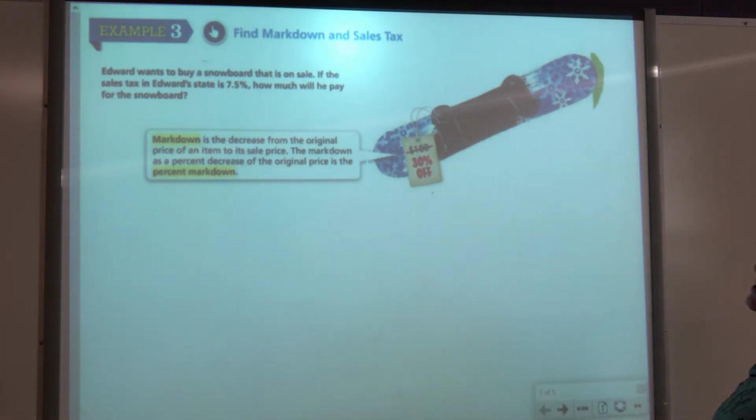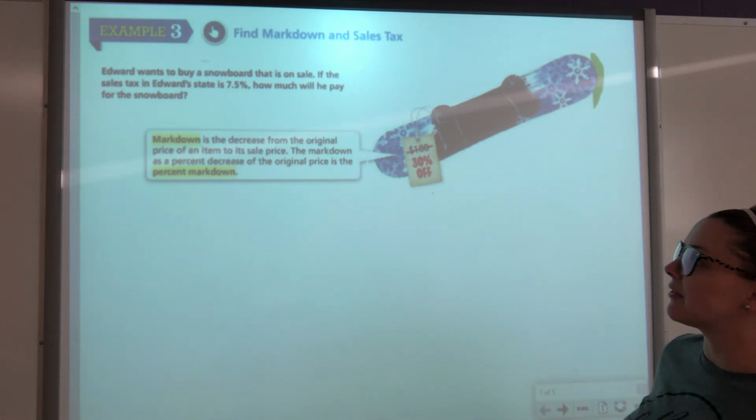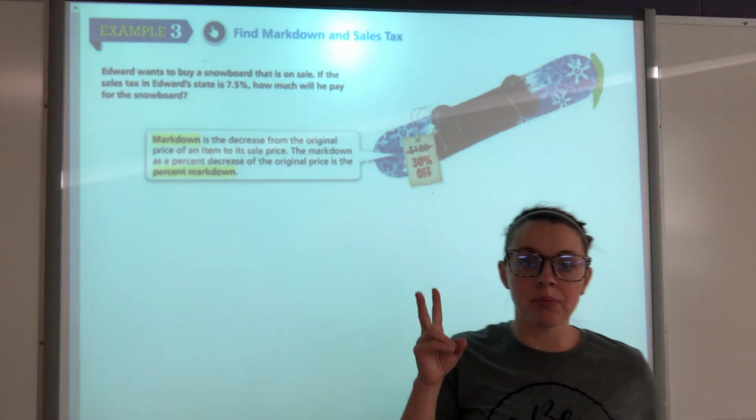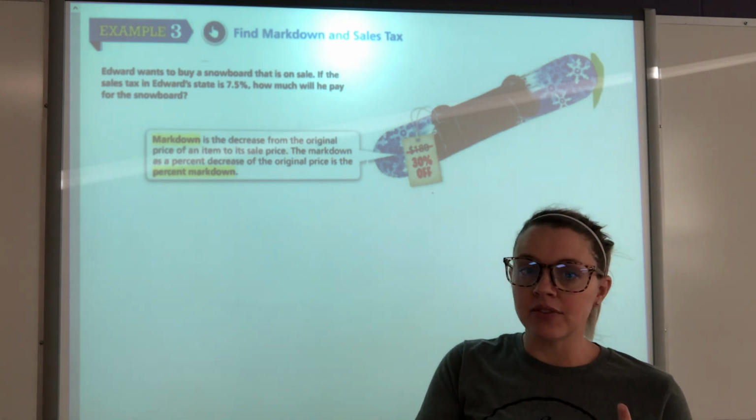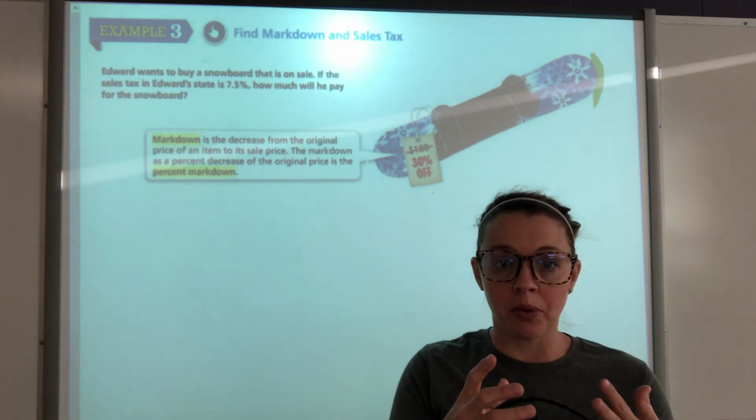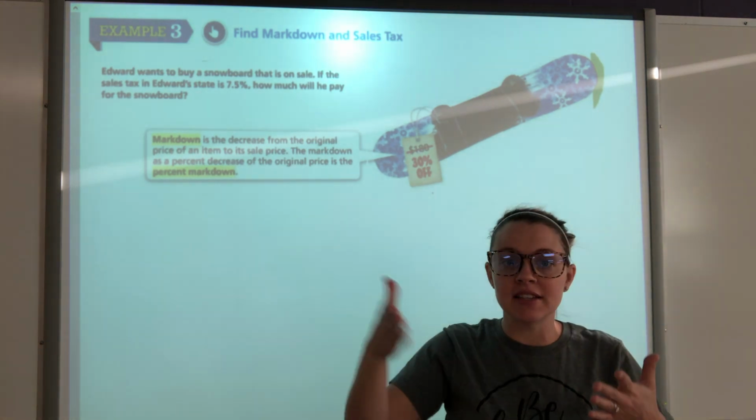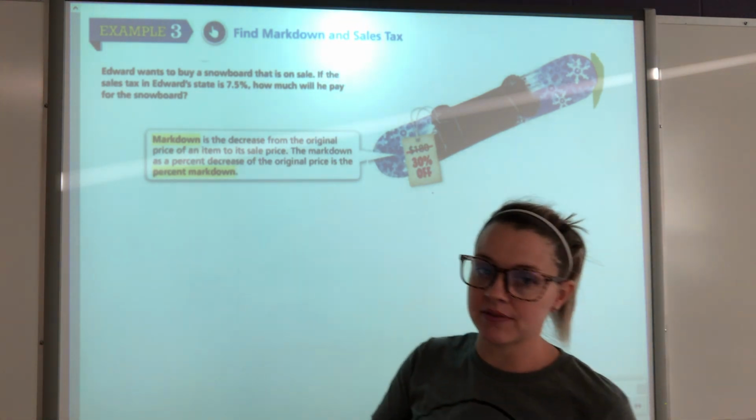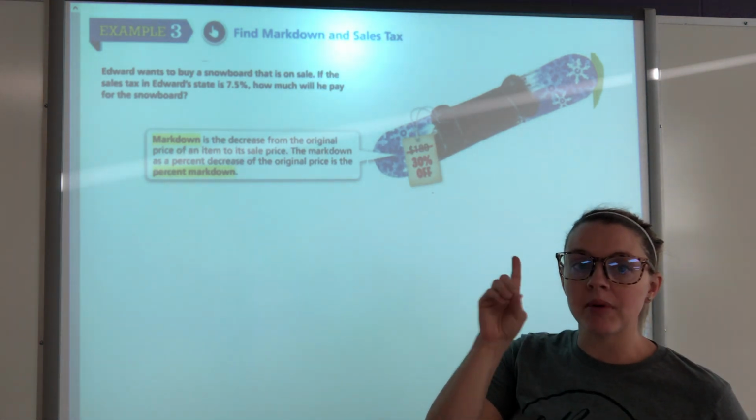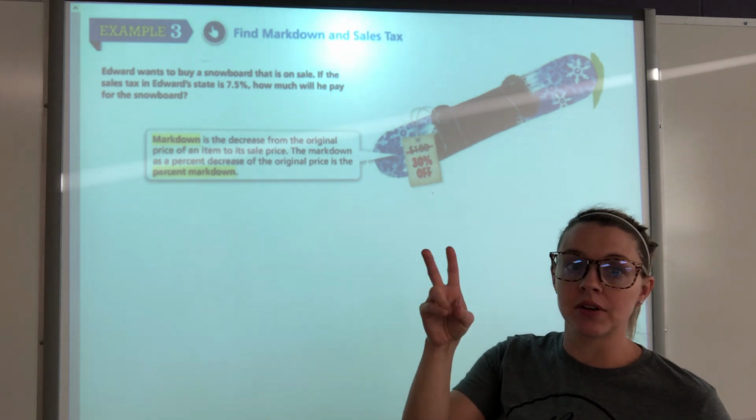So Edward wants to buy a snowboard that is on sale. If the sales tax in Edward's state is 7.5%, how much will he pay for the snowboard? So we've got a two-part problem. First we have to find the sale price, and then the second thing we have to do is find the total price with the tax, because we know that in America, our tax is an additional charge. In other countries, they actually have already factored in the tax with the price of the item. So we're going to have a two-part problem. Find the discount and the sale price, and then we're going to find the tax and the final price.